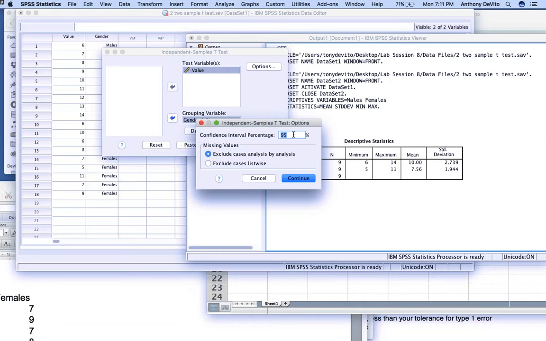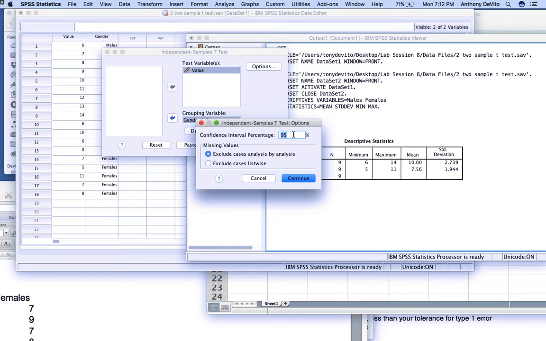If I want an alpha error of 5%, type 1 error, I want to only have a 5% chance of being wrong if I reject the null hypothesis. I leave this at 95%. If I want an alpha error of 1%, what should I change that to? You change it to 99%. It's the confidence interval, right?